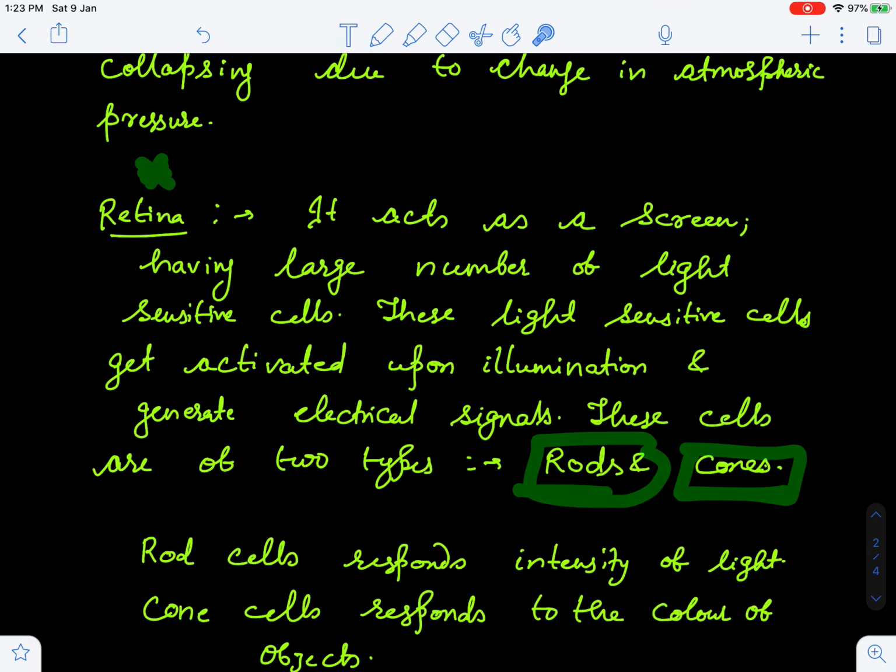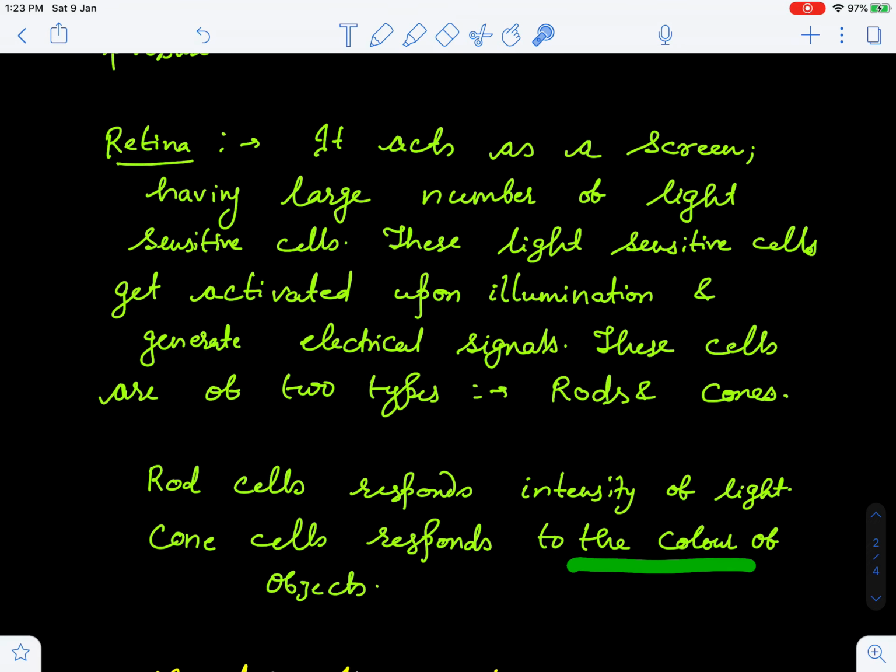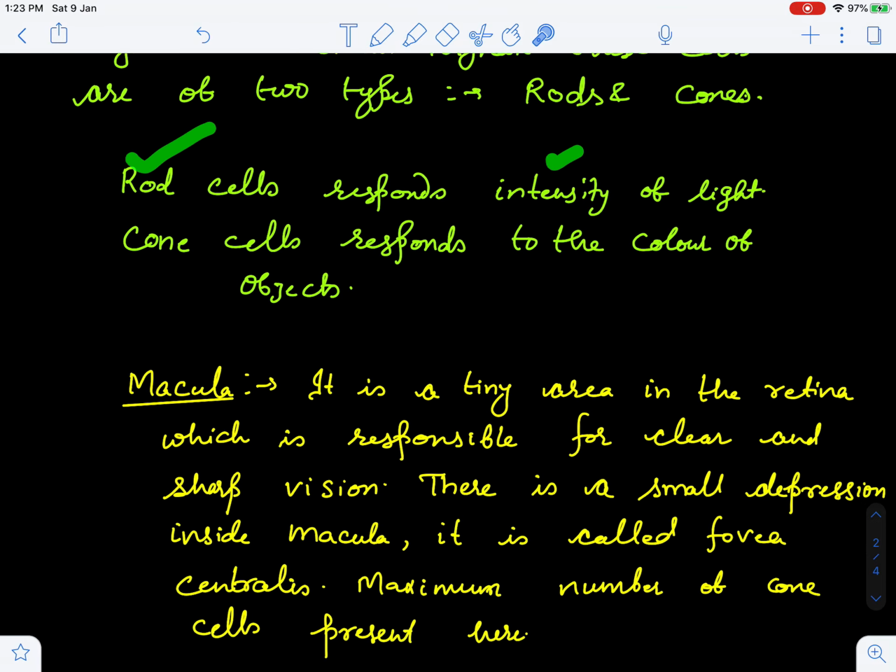Rod cells are responsible for the intensity of light and cone cells are responsible for the color of light. So if they ask which cells are responsible for color, cone cells are responsible for color. See here, C stands for cone and C stands for color. Rod is responsible for intensity of light.